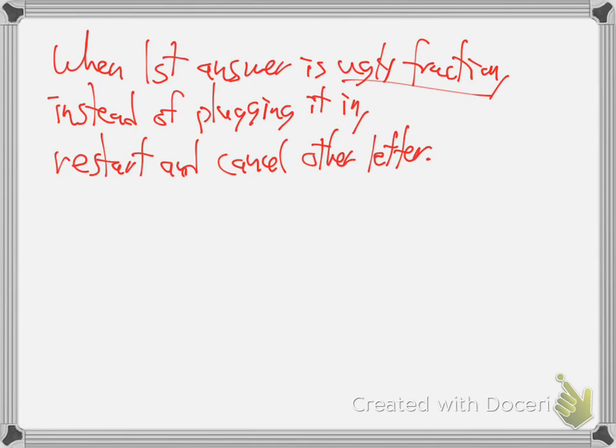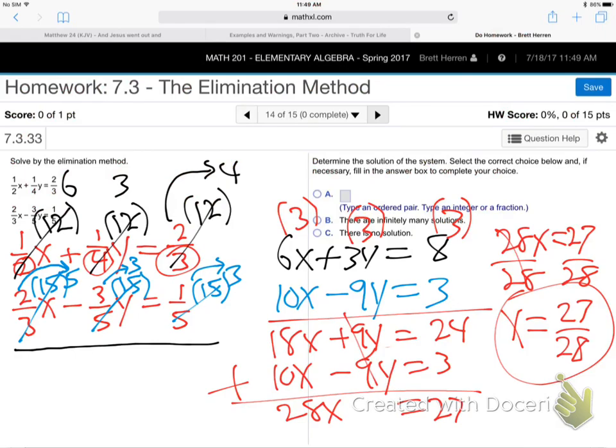Can you read that? When the first answer is an ugly fraction, instead of plugging it in, restart and cancel the other letter. So let's go back and restart and cancel the other letter. Going back to here, we got x. It's an ugly fraction. Don't want to plug that in. So restart back to here. I'm not going back to those fractions.